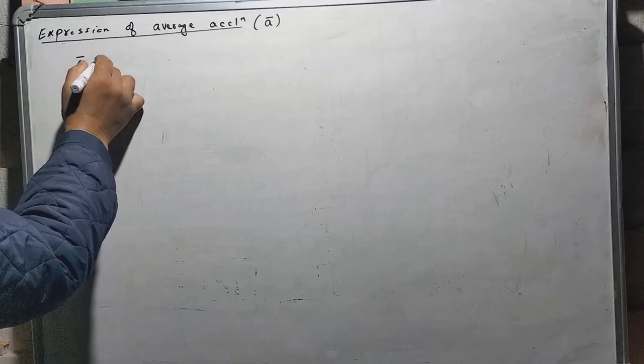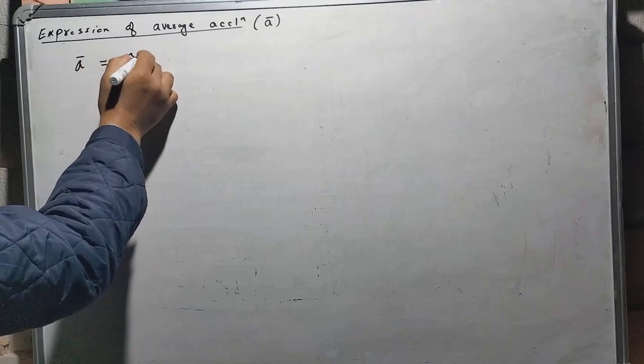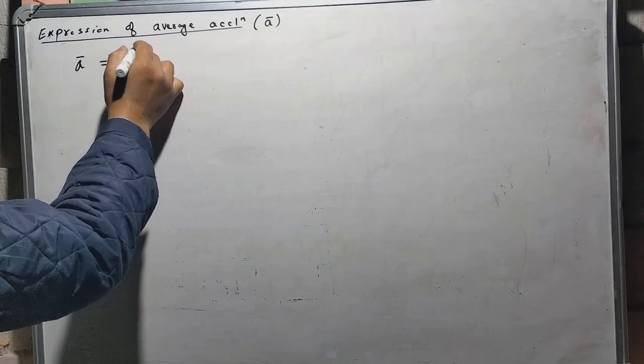Okay, the next physical property which is associated with the motions of an object in a plane is the acceleration. So we know there are two types of acceleration. One is average acceleration, another is instantaneous acceleration. So first let us see about the average acceleration. Average acceleration of an object is defined as the ratio of the change in the velocity to the change in time interval. That is, A is equal to delta V upon delta T.